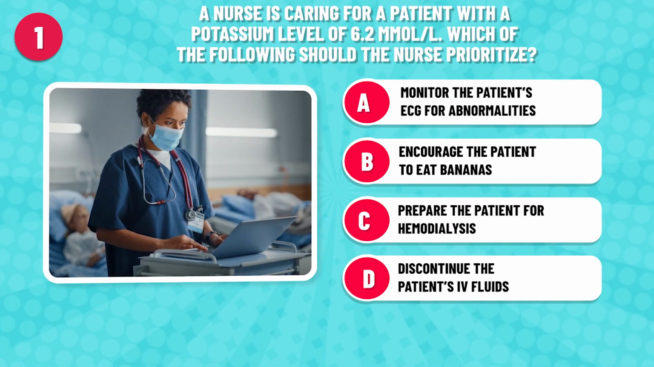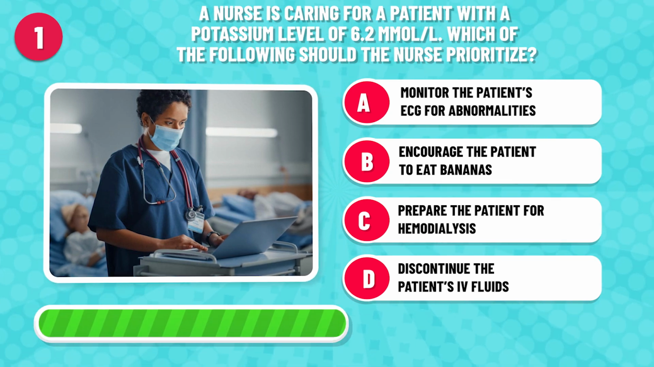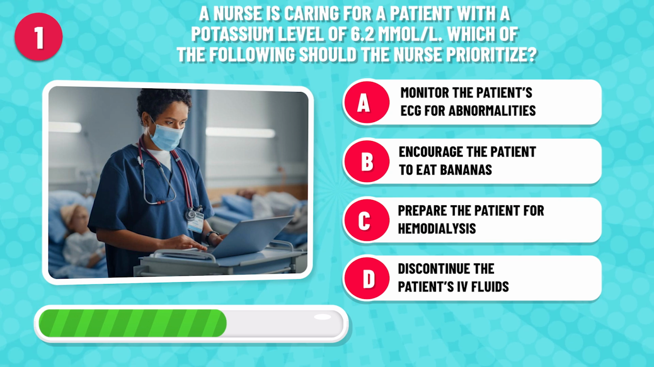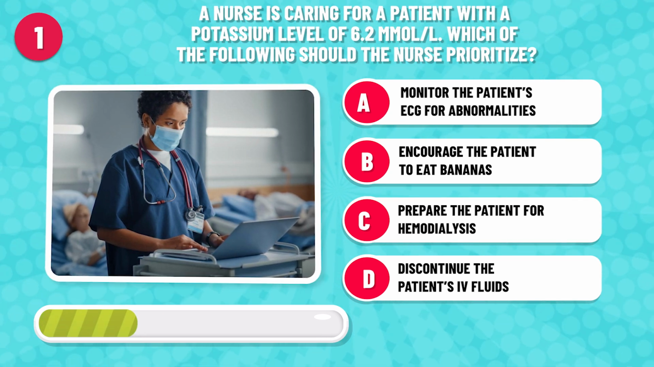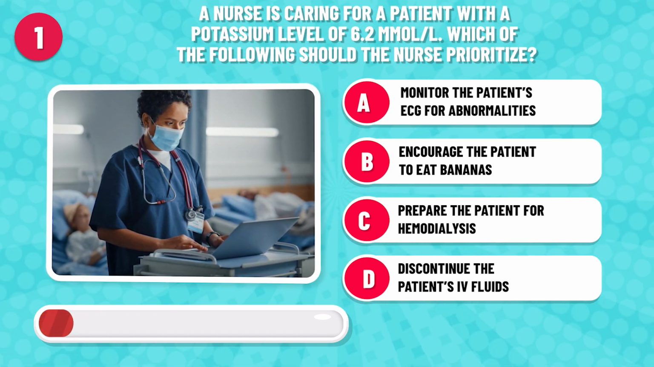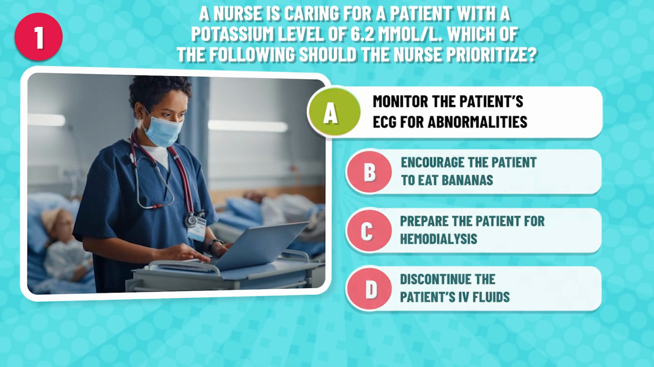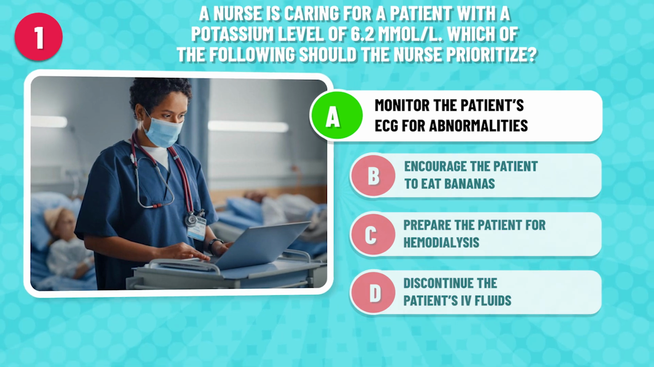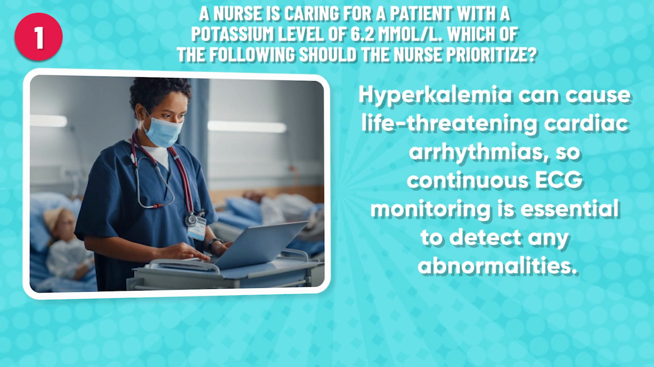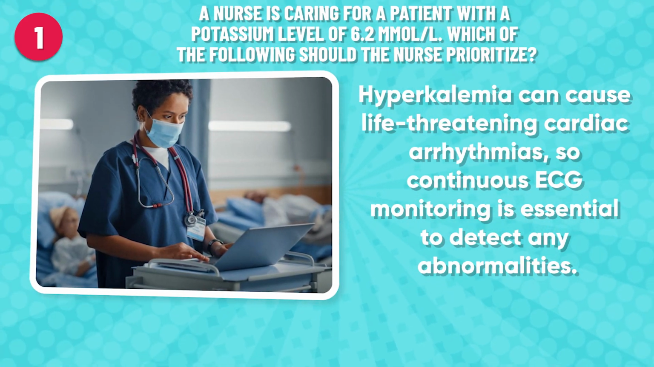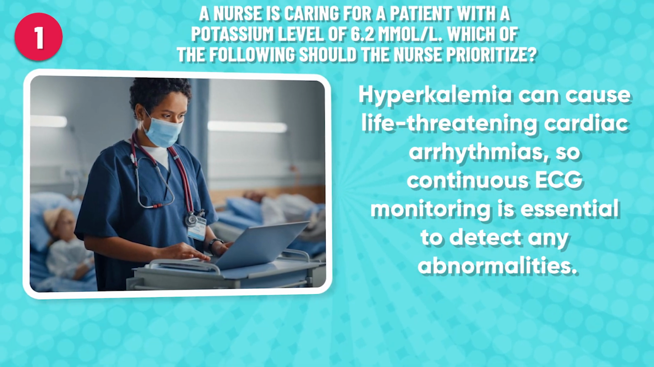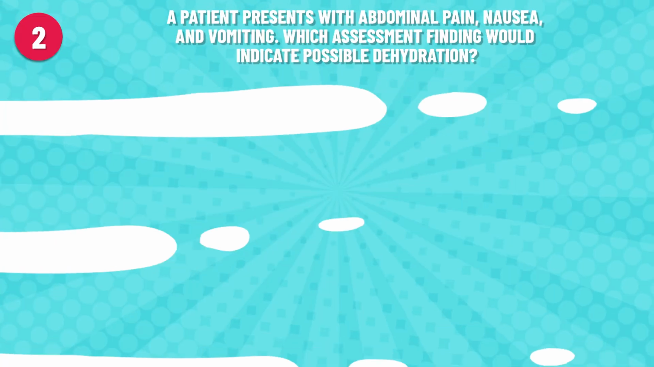A nurse is caring for a patient with a potassium level of 6.2 millimoles per liter. Which of the following should the nurse prioritize? It's A. Monitor the patient's ECG for abnormalities. Hyperkalemia can cause life-threatening cardiac arrhythmias, so continuous ECG monitoring is essential to detect any abnormalities.